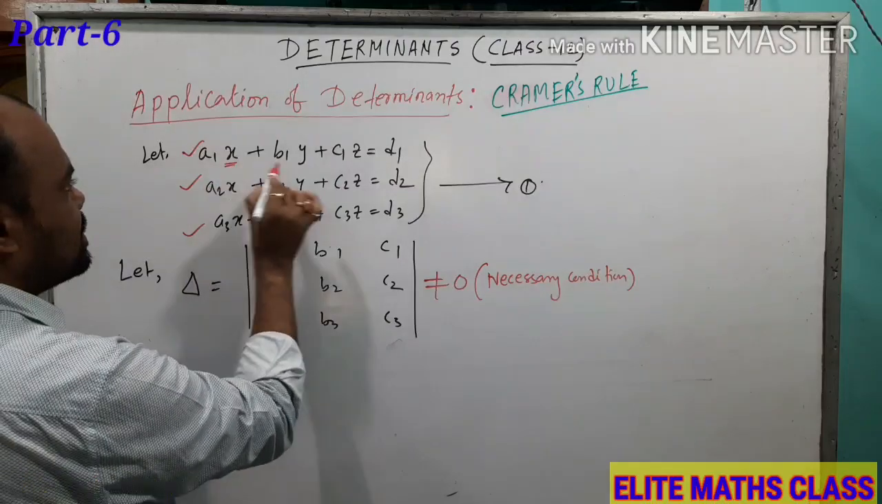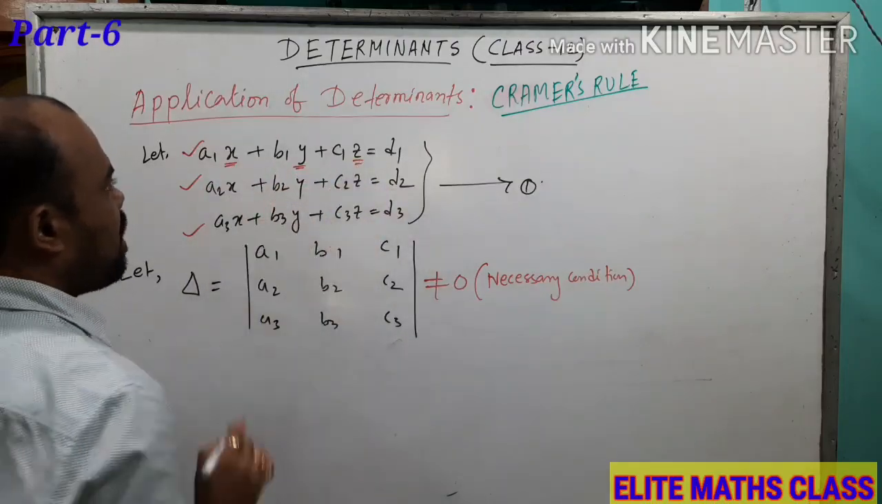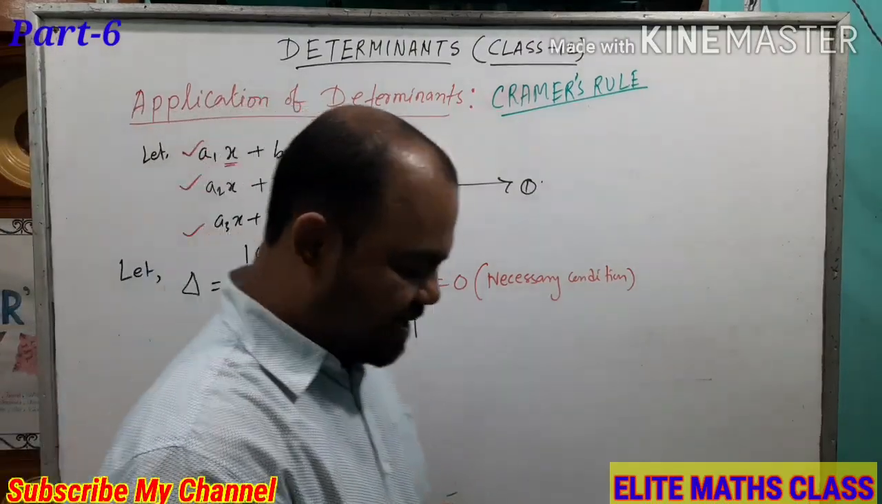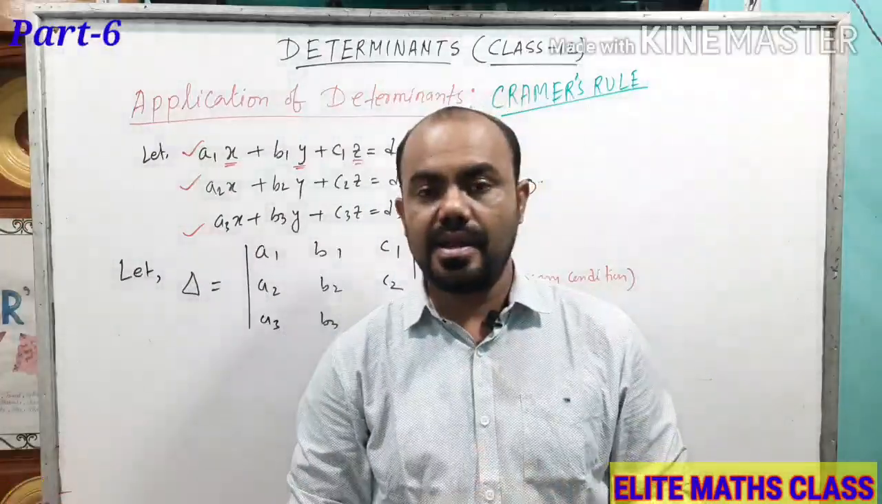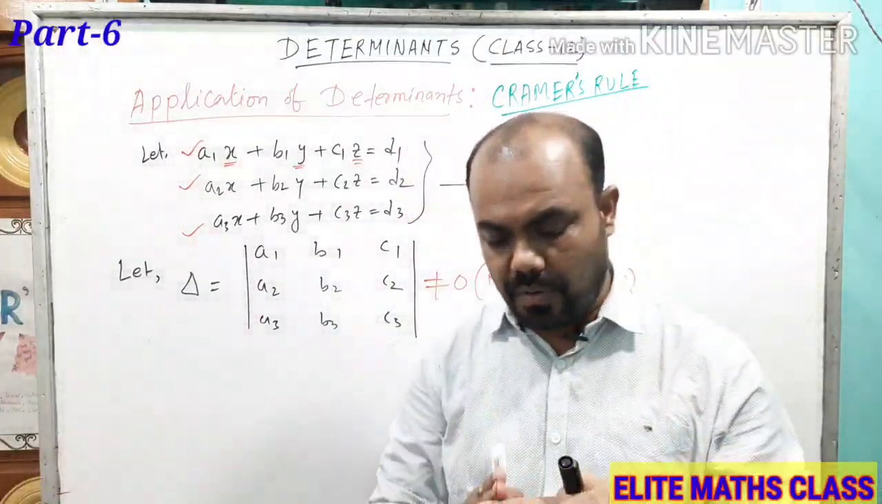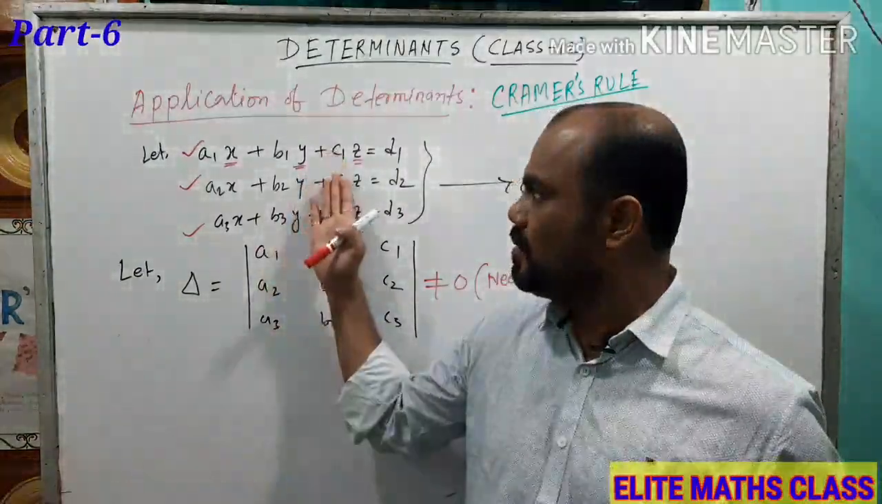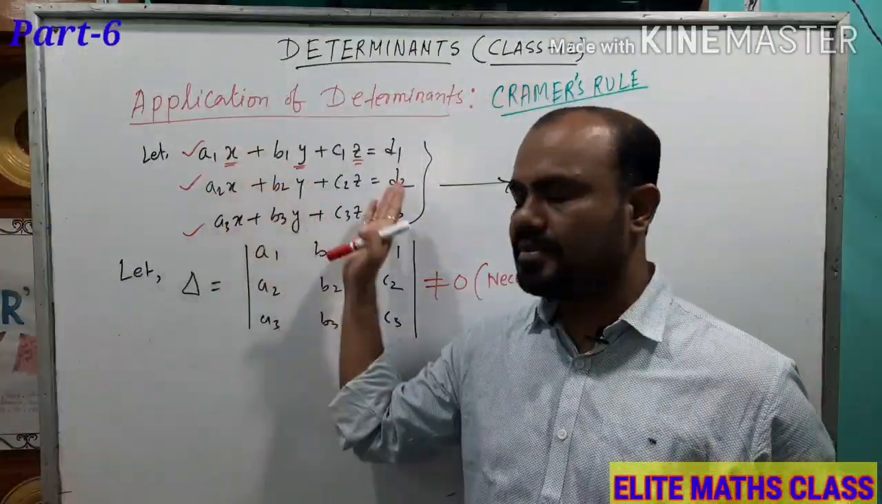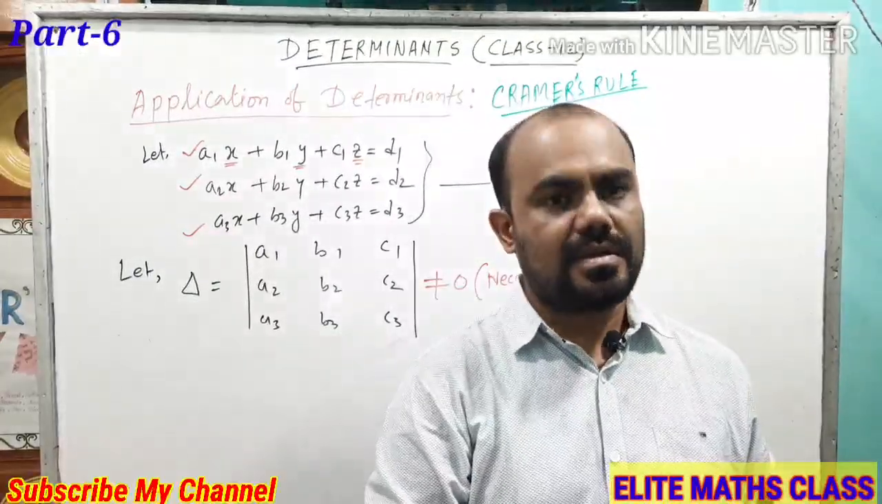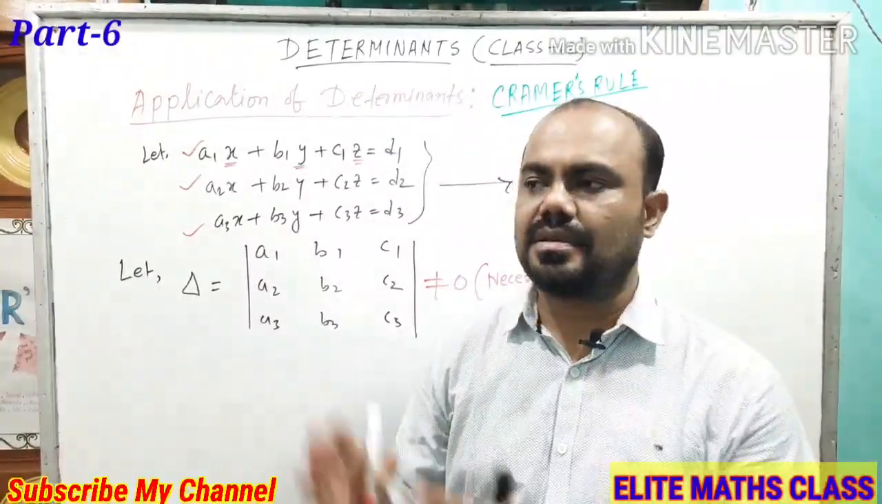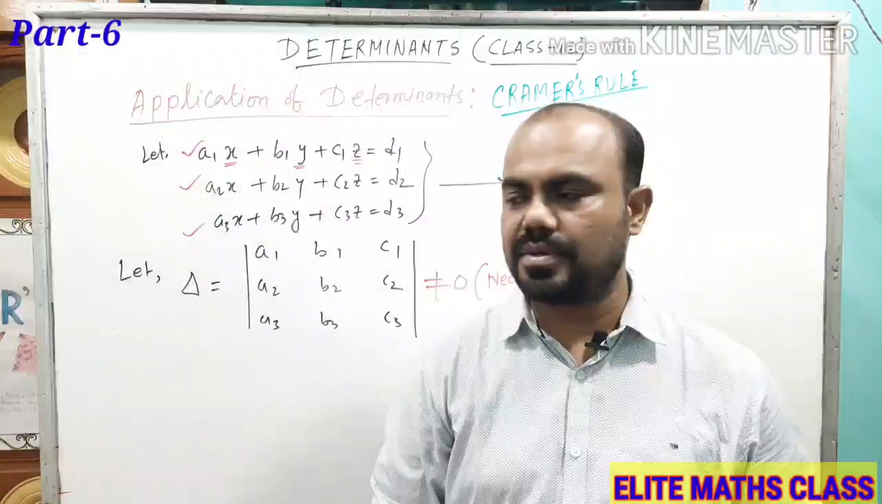How many variables are there? There are three variables, x, y, z. So the system involving linear equations, whenever the number of equations is equal to the number of variables. See here, number of equations 3, number of variables 3. This type of system is called a system of linear equations.